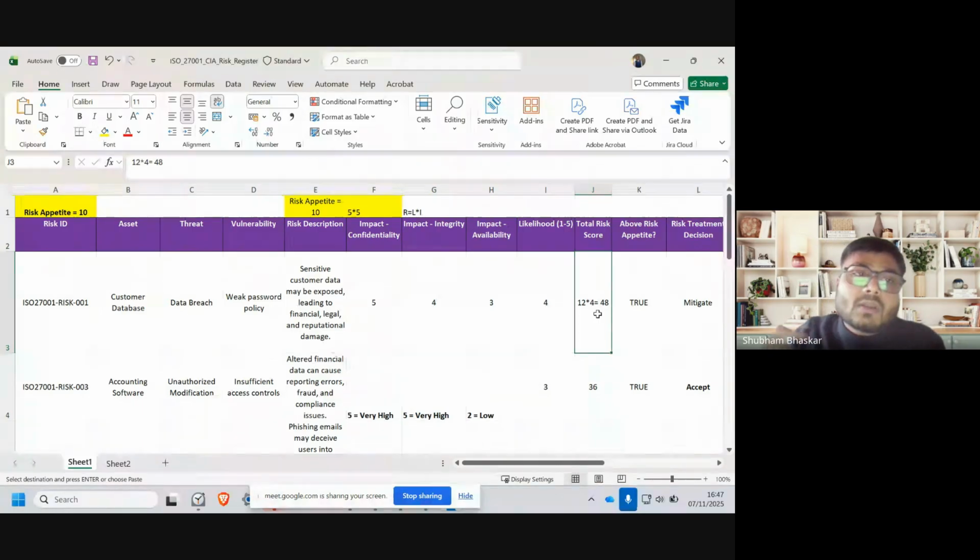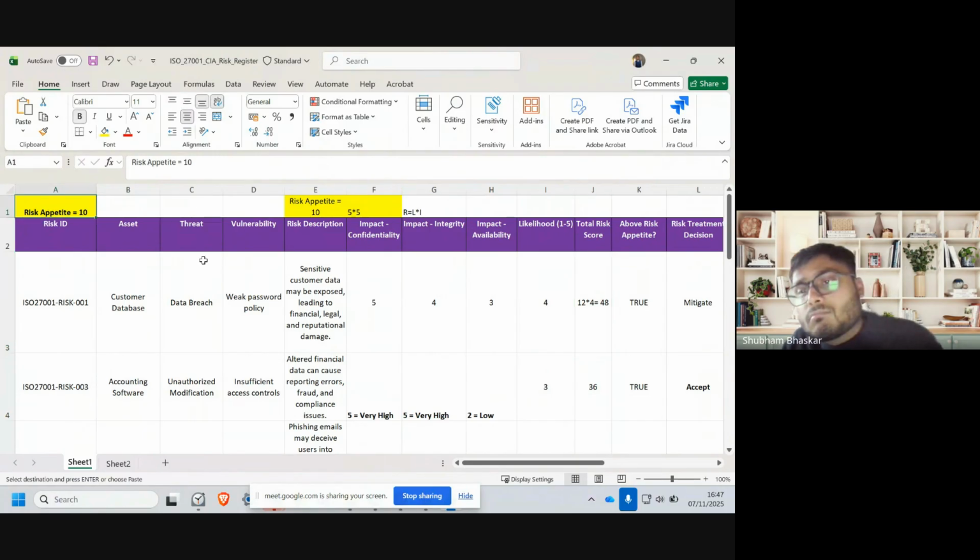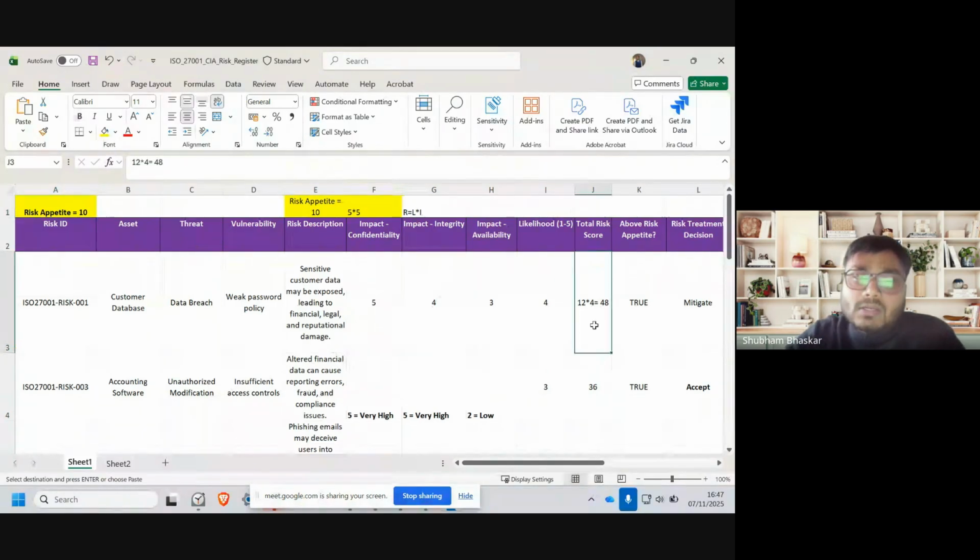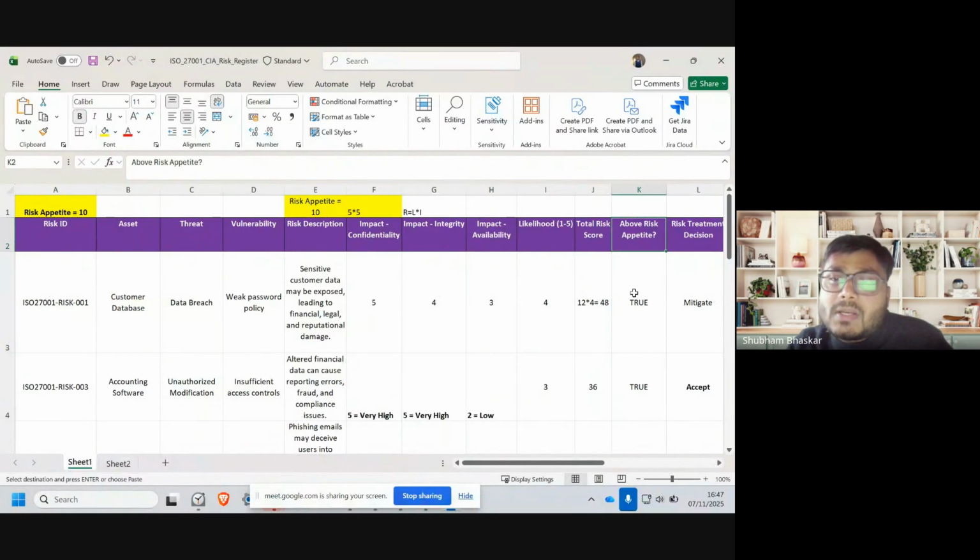Now, as an organization, you can set that, look, my risk appetite is going to be 10. Simple. So anything that's above 10, you need to address it. Anything that's below 10, you accept it. So what does it mean? Is it above risk appetite? Yes.